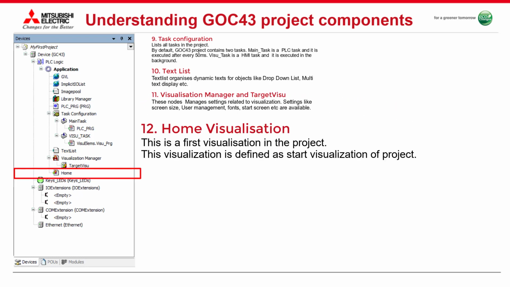Next node is Home Visualization. This is a first visualization in the project. This visualization is defined as start visualization of project. You can add further visualizations as per application requirement. To add additional visualization, right-click on application node, and select Add Object, and select Visualization.